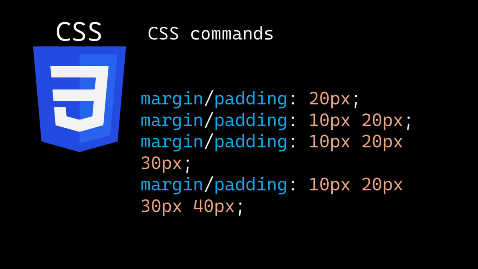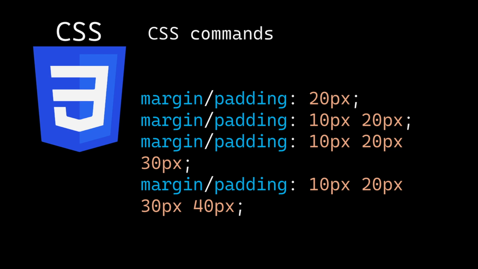Variations. So we can have a single value. This applies to all sides. It is true for them all. Margin and padding both have the same rules, so we'll introduce them the same. Then we have two values. The first is the top and bottom spacing, and the second is the left and right spacing.